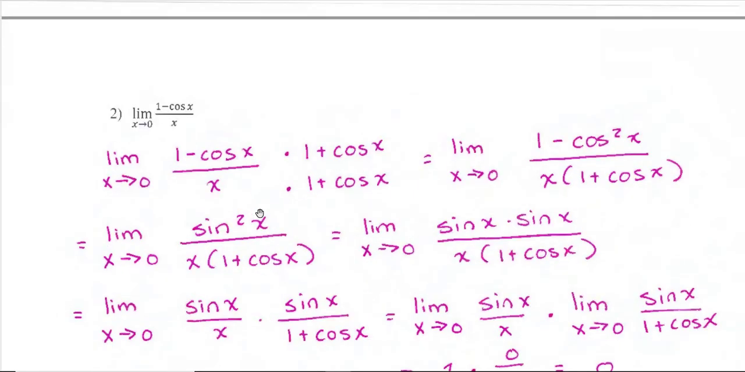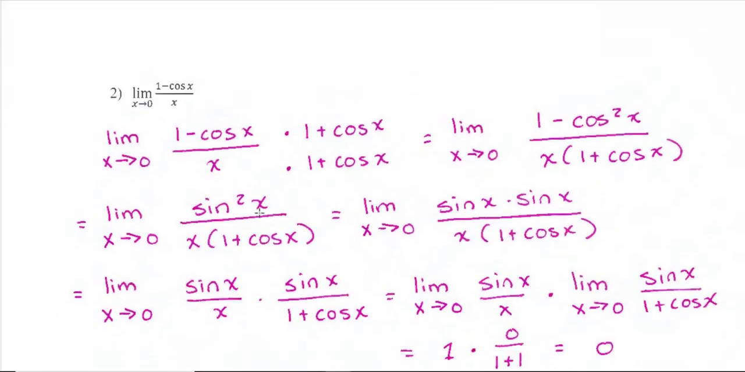The second important limit that we're going to talk about is the limit as x approaches 0 of 1 minus the cosine of x all over x. Again, direct substitution isn't going to work. So what I'm going to do is actually multiply the top and the bottom by the conjugate. So I have 1 minus the cosine of x over x. I'm going to multiply the top and the bottom by 1 plus the cosine of x.